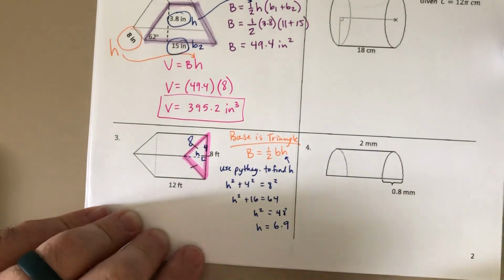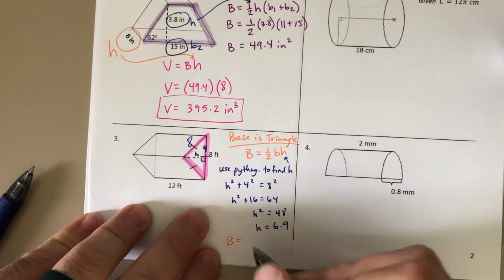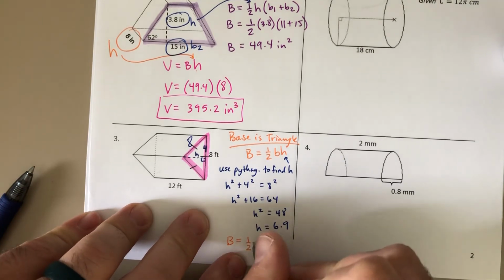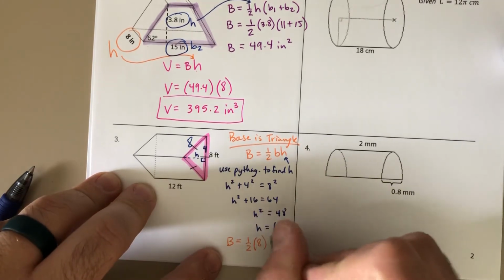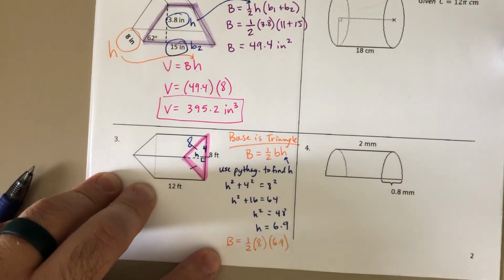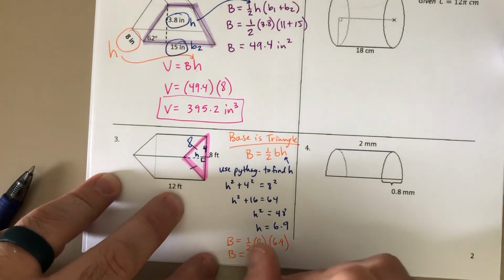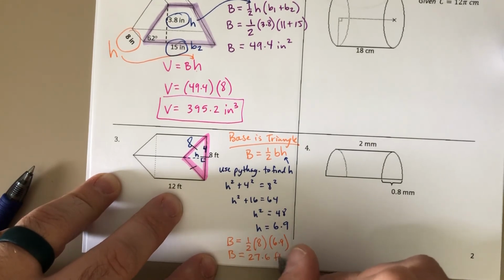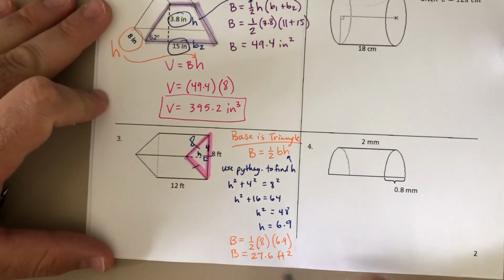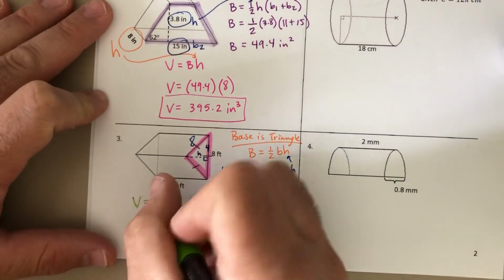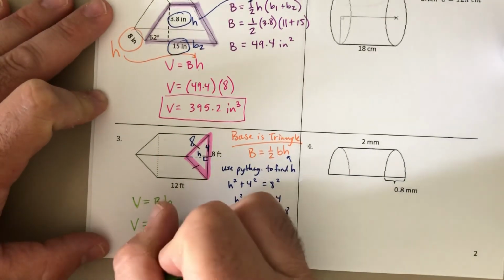Okay? And so back to our base of our triangle, or the area of the triangle, which is our capital B, 1/2 times, now the base of that triangle, I'm looking at this pink triangle here, the base is 8, and the height we just found is 6.9. And so when we multiply those, we're going to get 27.6 square feet for that base area. Okay, and now we can get our volume of this prism, which is again capital B times h. Capital B was the 27.6.